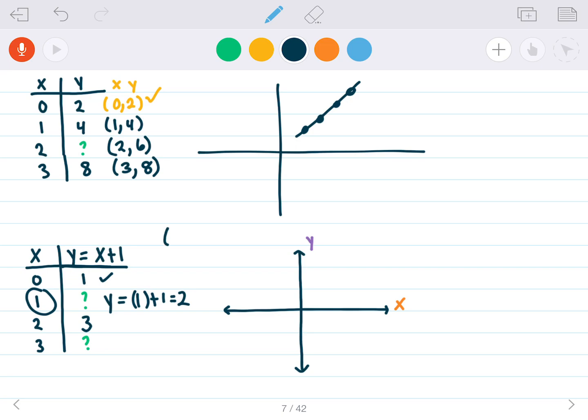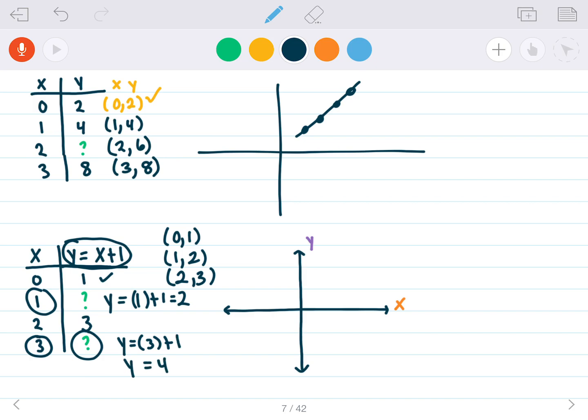So the ordered pairs I have, the first one was 0, 1, right? That's this ordered pair. Then I have 1, 2. I just found the second one from using the rule up here. And the third one is given to be 2, 3. This one tells us, okay, Y is going to be X plus 1. X is 3. Y is 3 plus 1. So Y is 4. So we have 3, 4 is another one. So if I do a rough sketch of what these ordered pairs look like, I get something like this. Again, I have a line right here.